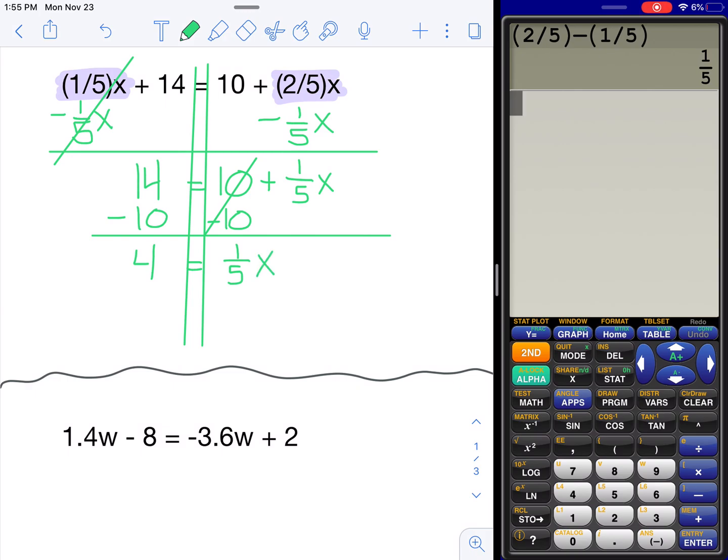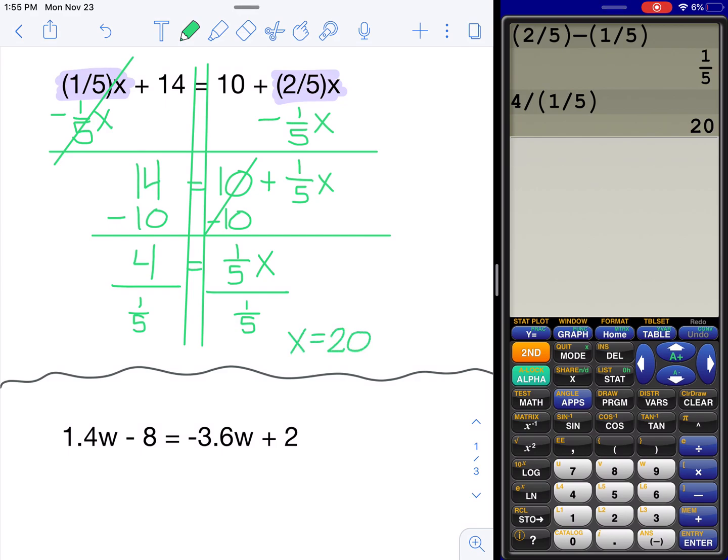And the last thing I usually do is divide by whatever the coefficient is. In this case, the coefficient is 1/5. It's a fraction. So I'm going to divide by that fraction. This is the moment where many students go, oh gosh, can I do that? Yes, you absolutely can. 4 divided by the fraction 1/5. Notice how I put my fraction in parentheses to keep it together. And my answer is x equals 20. So just like before, I used inverse operations to move my smaller x value. I used inverse operations again to move my 10, and then I divided at the end, dividing by 1/5. So my answer here is x equals 20.